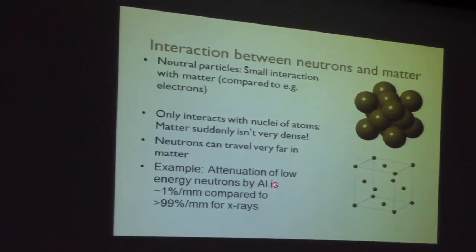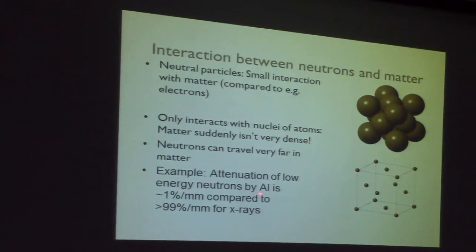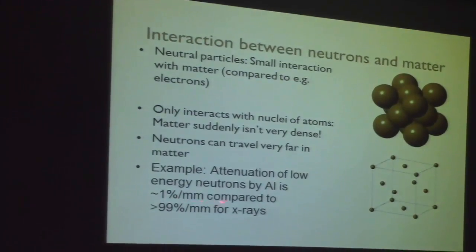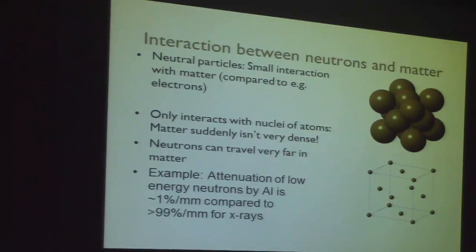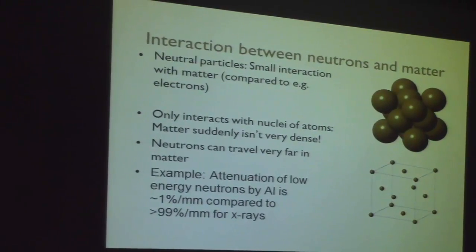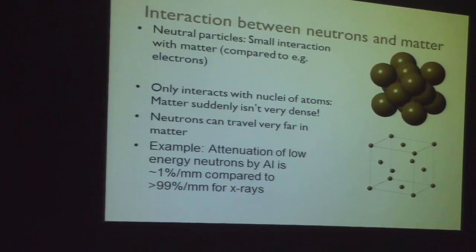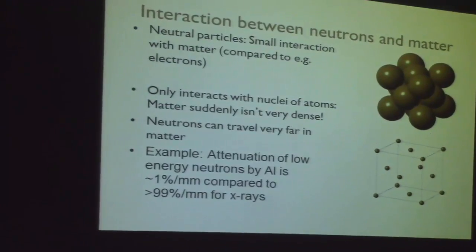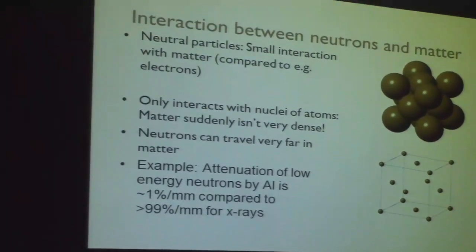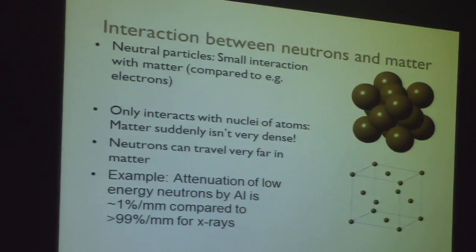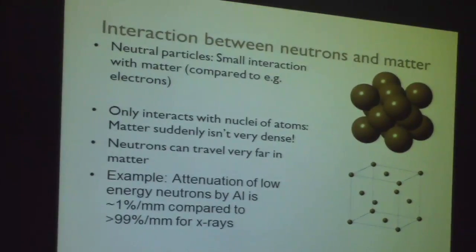As a comparison, the attenuation of low-energy or thermal neutrons by aluminum is about 1% per millimeter. So in a millimeter of material, you only lose 1% of your intensity. For X-rays, 99% of the intensity would be gone. So a very nice thing about neutrons is you can make special environments like furnaces and cryostats and all kinds of fancy things like that, and the neutrons can penetrate in very easily.